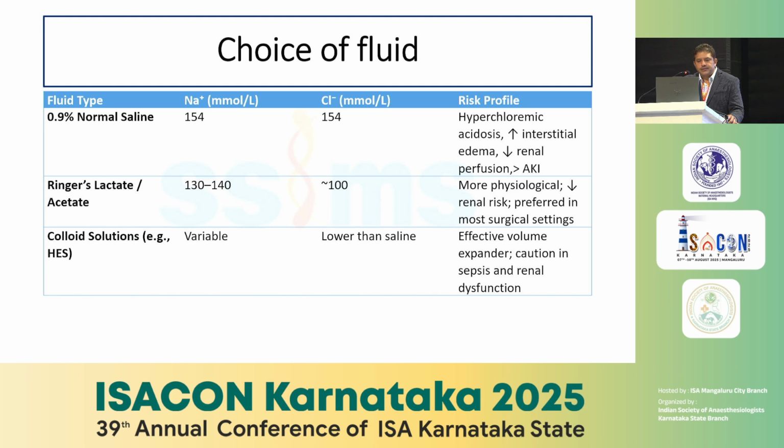Choice of fluids: we have crystalloids and colloids. Normal saline has a higher chloride content, which is a risk for hyperchloremic acidosis, interstitial edema, and decreased renal perfusion, with a chance of acute kidney injury. Ringer lactate or acetate have a physiological concentration of chloride, decreased renal risk, and are preferred in most surgical settings. In colloid solutions, the sodium and chloride content is variable. It's an effective volume expander. Caution in sepsis and renal dysfunction.